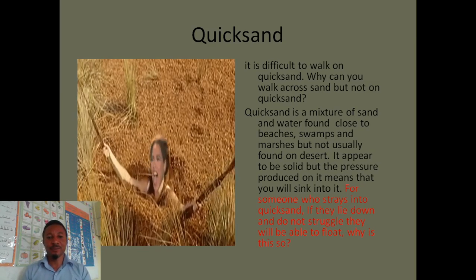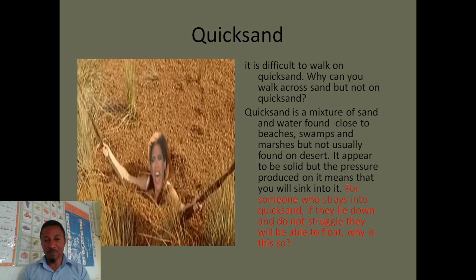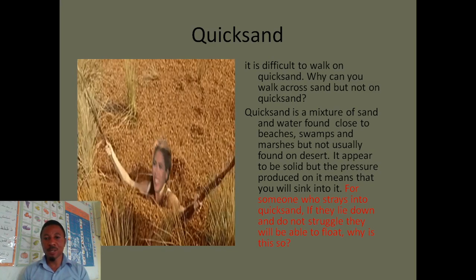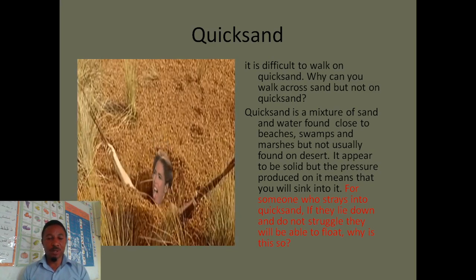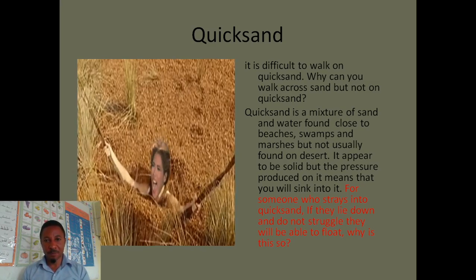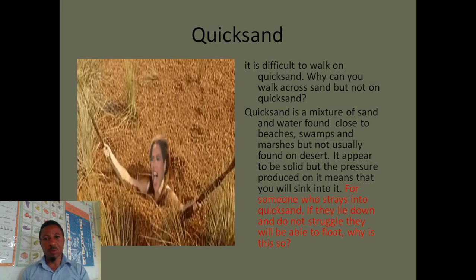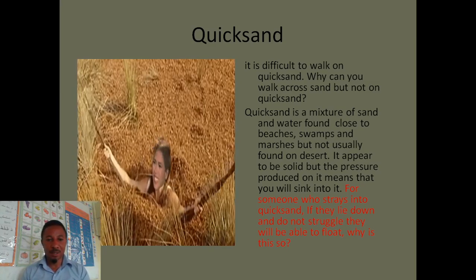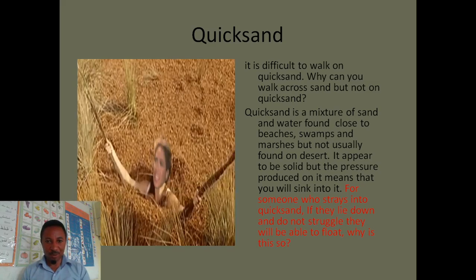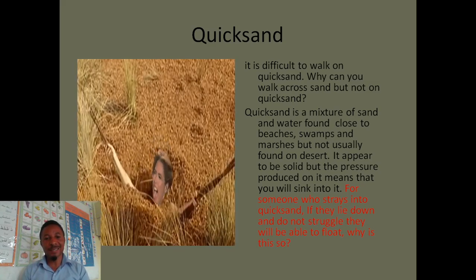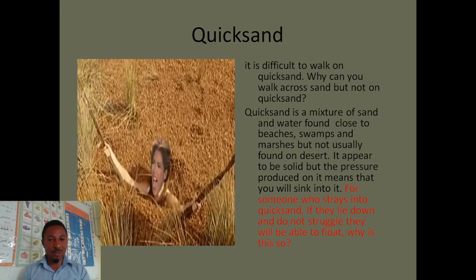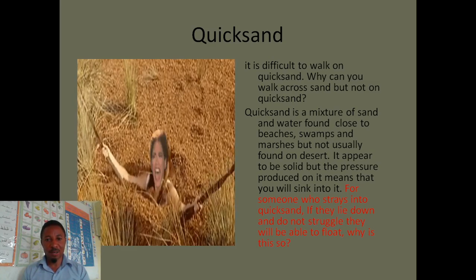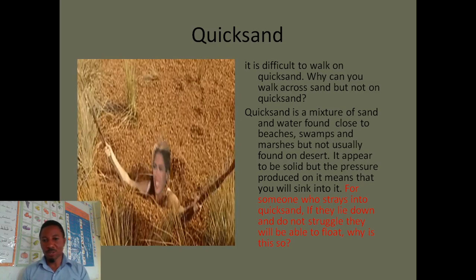Now, quicksand. Many of you must have seen this quicksand, or maybe you've heard of it, or if you've not seen it in real life, maybe you've seen it in a movie. It's really difficult to walk on quicksand when you compare that with sand. The reason why it's difficult is because you exert more pressure and you may likely sink if you're not careful. So quicksand is a mixture of sand and water that is found in places like beaches, swamps, marshes, and so on.